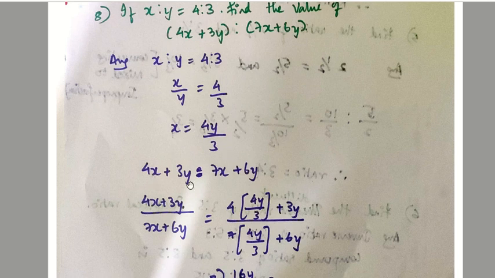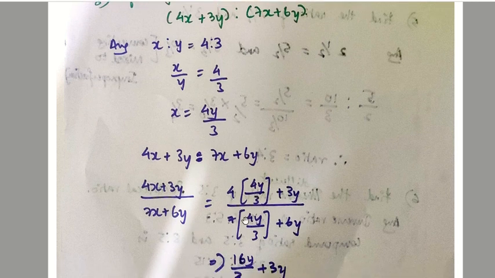So 4x plus 3y is to 7x plus 6y. That is what is given in the question. Find the value of that. So 4x plus 3y divided by 7x plus 6y. So 4 into x value, and we know that x is 4y by 3. So 4 into, substitute the value of x, which is 4y by 3, plus 3y, over 7 into 4y by 3, again substitute the value of x, plus 6y.